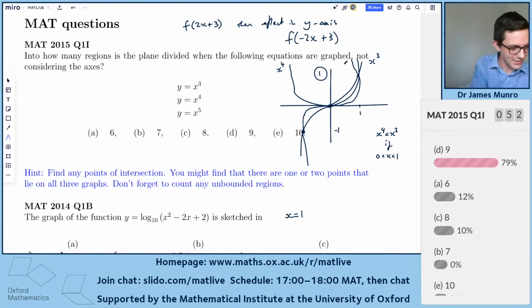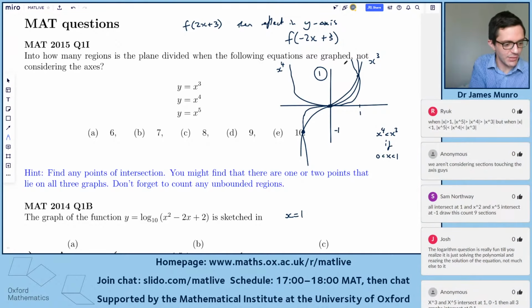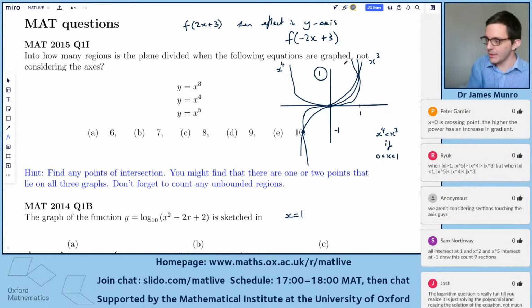Not correct. Right has got some great inequalities in chat. I'm going to turn the poll off just because it's going really well, because people are saying really clever things in chat. Yeah, it's all about powers.